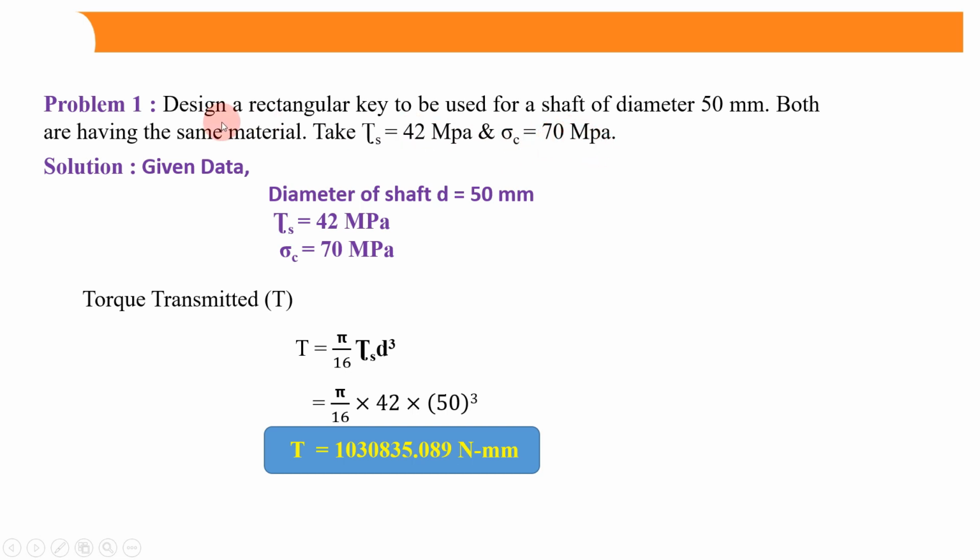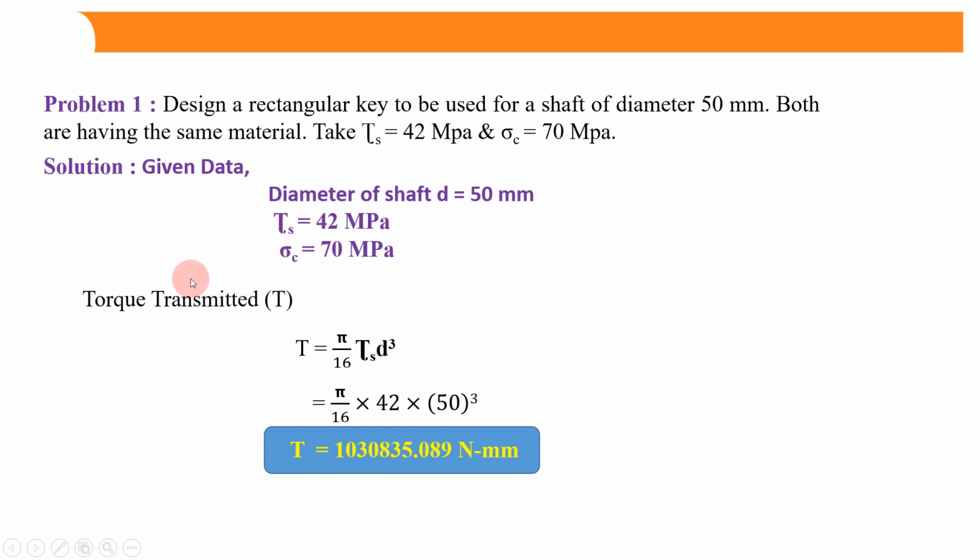So what is the first step to solve this numerical in design subject? The first step is to write the given data, whatever data is given to us, we need to write as it is first. Solution: given data, diameter of shaft d equals 50 mm. Tau equals 42 MPa, means 42 Newton per mm square, and sigma c equals 70 MPa, that is 70 Newton per mm square. Tau means shear stress and sigma c means crushing stress.